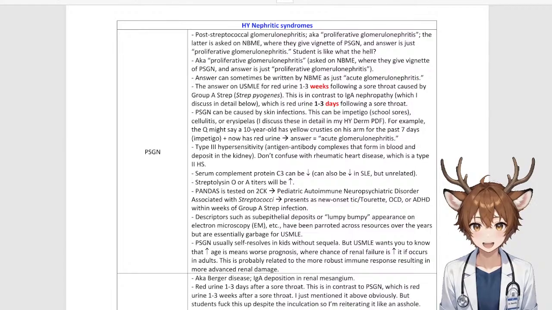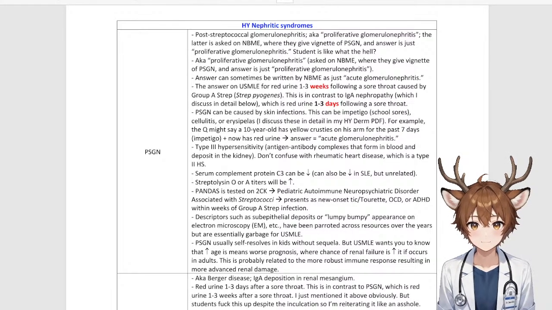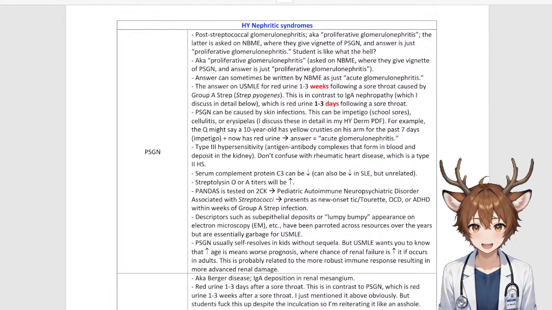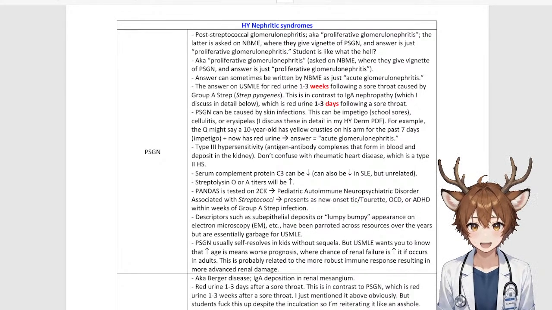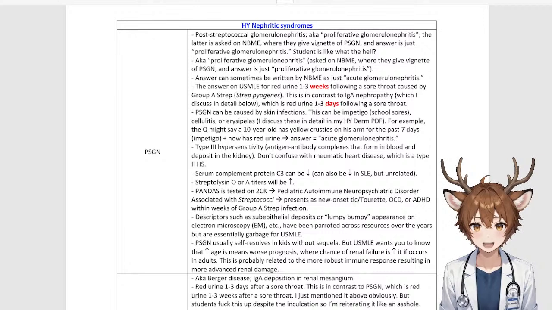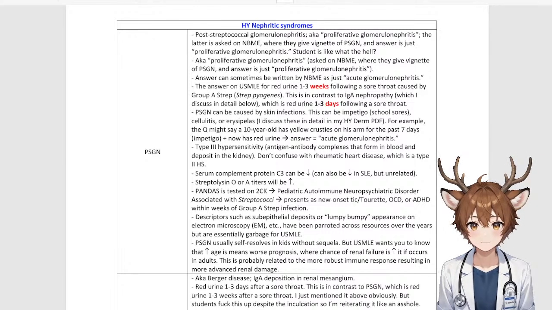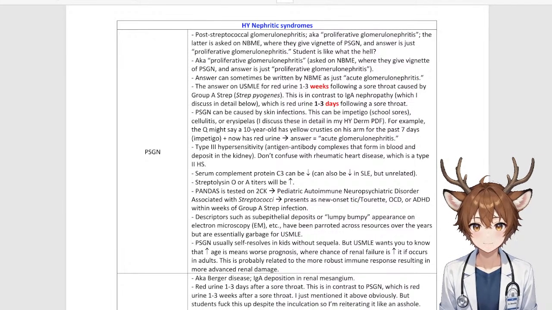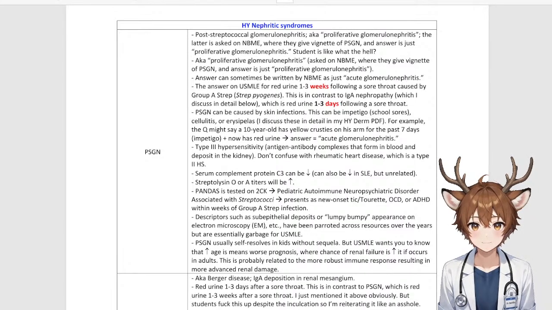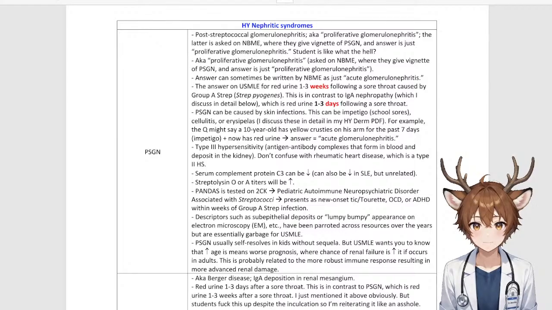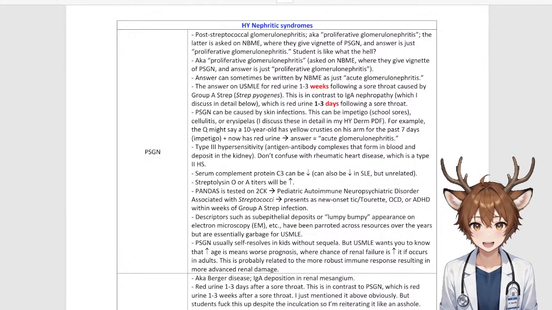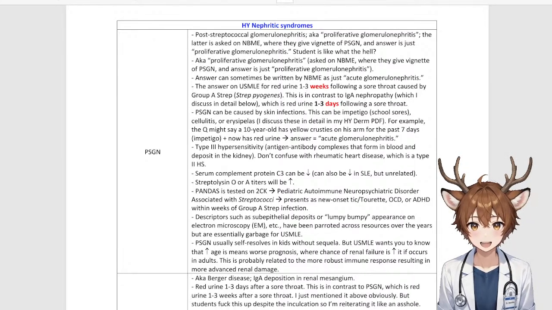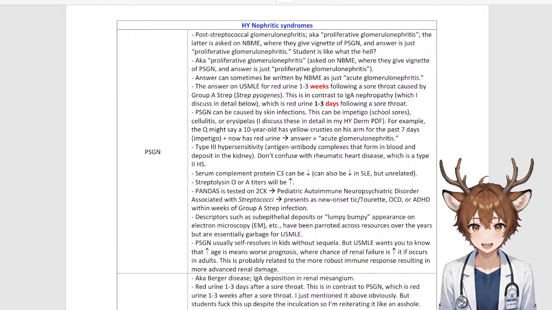High-yield nephritic syndromes. Post-streptococcal glomerulonephritis, or PSGN, aka proliferative glomerulonephritis. The latter is asked on NBME, where there is a vignette of PSGN, and the answer is just proliferative glomerulonephritis. Students are like, what the heck? The answer can sometimes be written on NBME as just acute glomerulonephritis. Well, that's even more confusing.